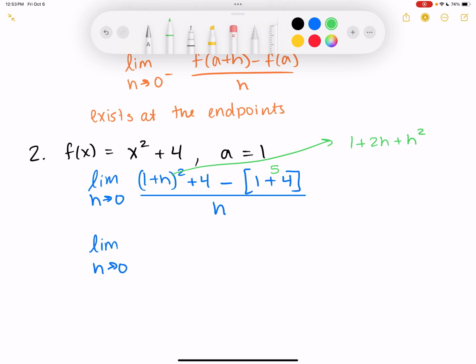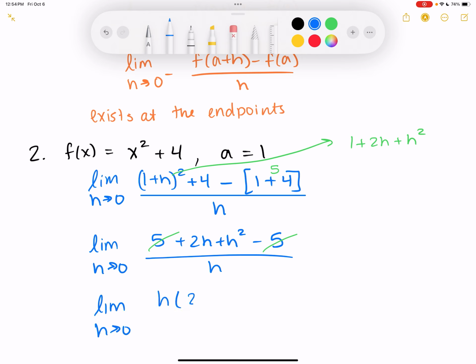So anyways, that's going to end up canceling out with everything. But I'm going to go ahead and add the 4 to this. So that's going to be 5 plus 2h plus h squared minus 5 over h. So then 5's cancel. Then I can take an h out of that. So the limit as h approaches 0 of h times 2 plus h over h. Since my h's cancel, then I'm left with 2. So the derivative at that point is 2.